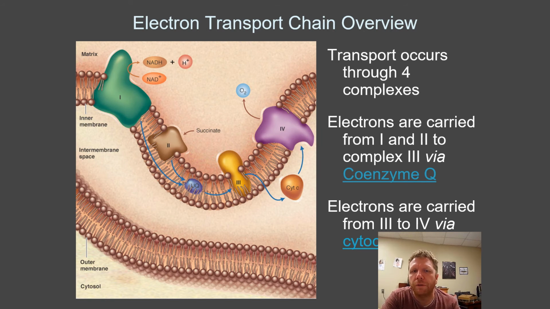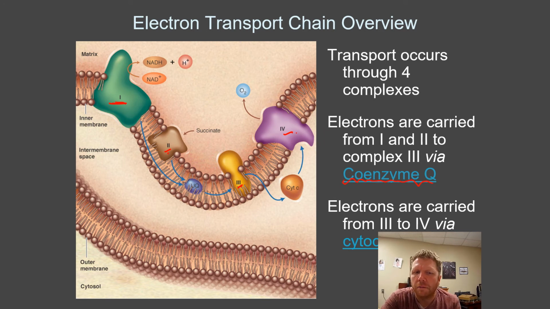Now, your overview of the electron transport chain is shown below. I'd like to draw your attention over here to this green blob, brown, yellow, and purple. What we have here are the different protein complexes. We've got complex 1, complex 2, complex 3, complex 4. Now, the transport of electrons occurs through 4 different complexes. Electrons are carried from 1 and 2 to complex 3 via this molecule known as coenzyme Q.